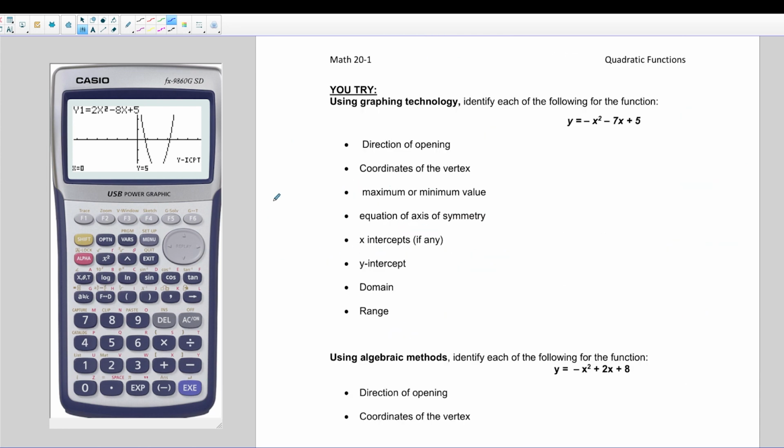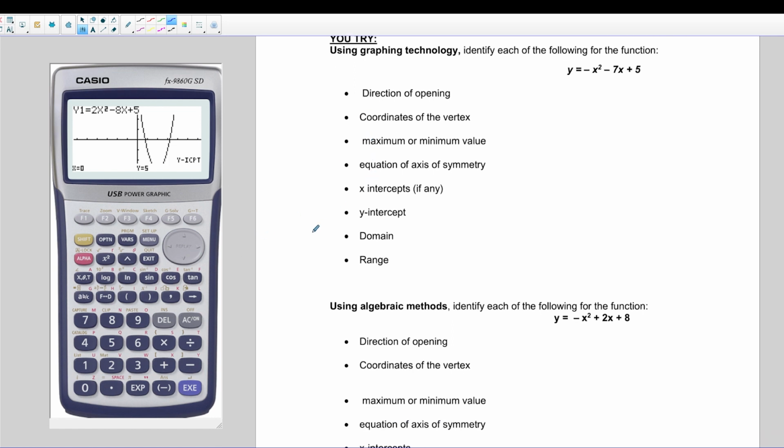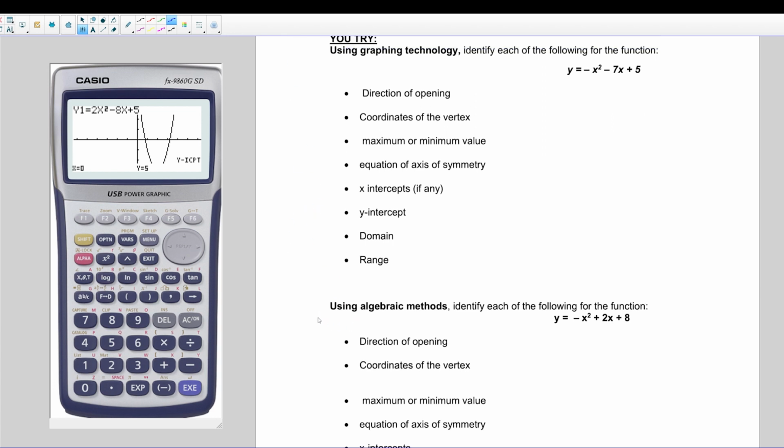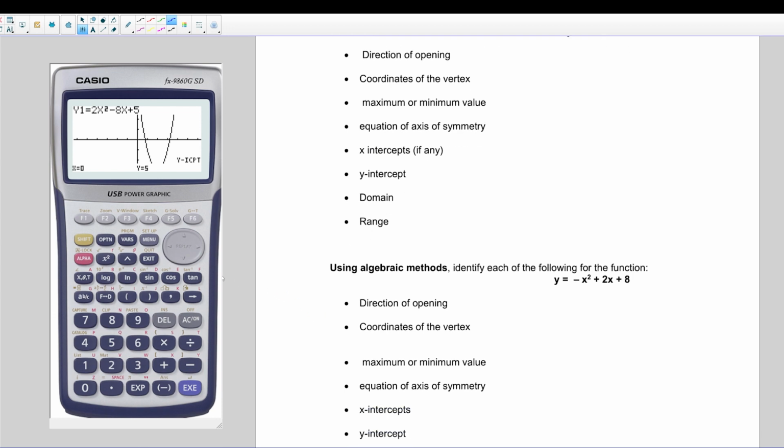So for this last portion here, you guys will get an opportunity to try this out on your own. So feel free to pause the video, take a few minutes and work through this using your graphing calculators. And then by doing it algebraically, then unpause once you're all done and check your work.